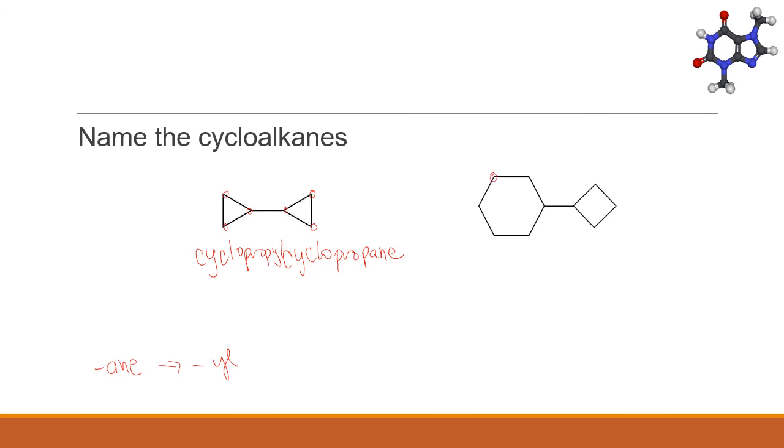Now let's go to the other structure. This cycloalkane has 1, 2, 3, 4, 5, 6 carbons attached to another cycloalkane with 1, 2, 3, 4. Since this one has more carbons, it is our parent chain. A 6-carbon cycloalkane is cyclohexane. And the attached side chain is cyclobutyl. So our first structure is cyclopropyl cyclopropane, and the next one is cyclobutyl cyclohexane.